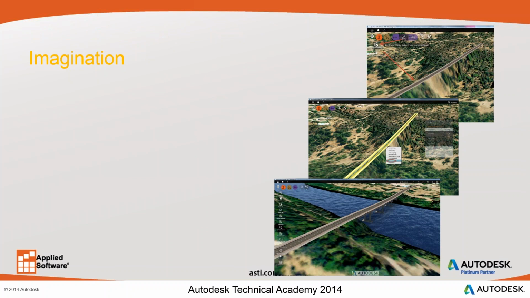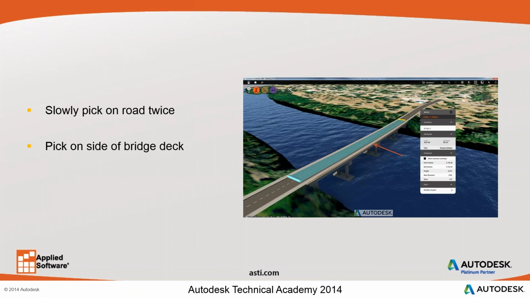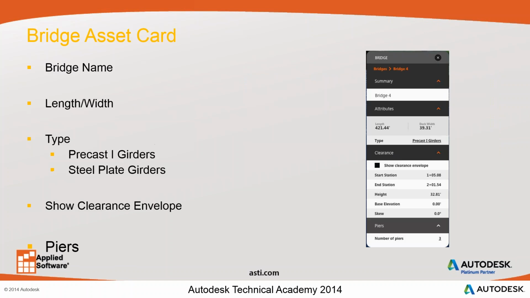Again, InfraWorks 360 is really about communicating ideas and having a great imagination. Some of the things that I'm going to show you: as simple as 2 picks to create a bridge across a stream or river. Pick one side of the bridge deck, pick the other side, and be able to pull out quantities. I'm going to talk about the stat cards that come up as we pick on specific objects. We're going to talk a little bit about road design, and also bridge design in terms of what InfraWorks brings to the table.